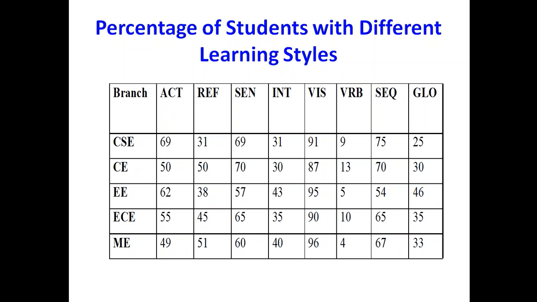That means these students who are pursuing masters in mechanical engineering are thinkers. They ponder, they reflect back, they try to find consistencies, and they would like to learn by thinking alone rather than working in groups. With respect to sensing-intuitive, visual-verbal, and sequential-global, again a similar pattern emerged as for computer science and engineering, civil engineering and electrical engineering: they preferred to be visual, sequential, and sensing learners.